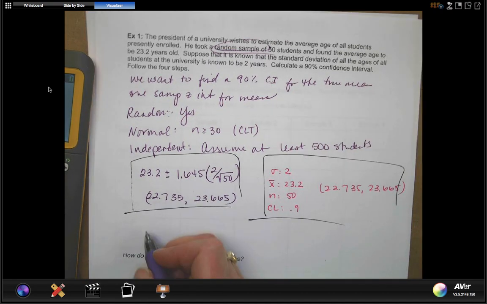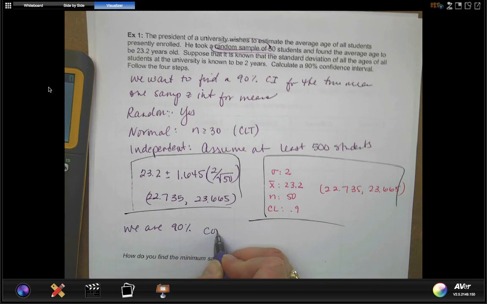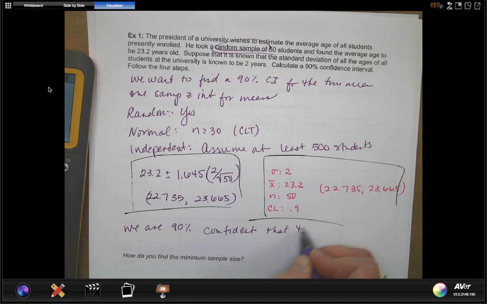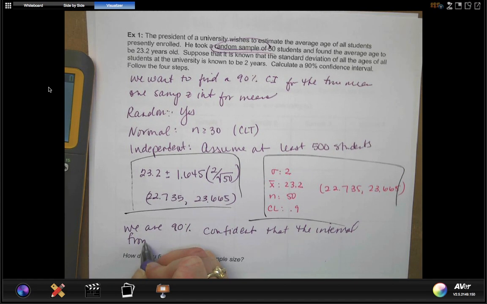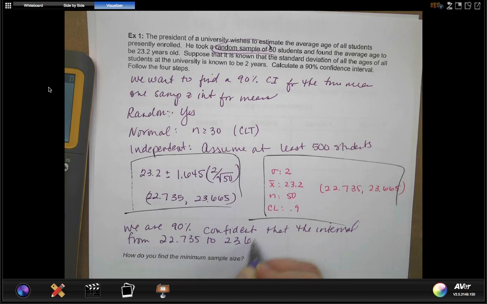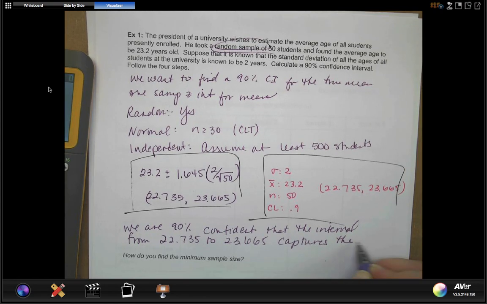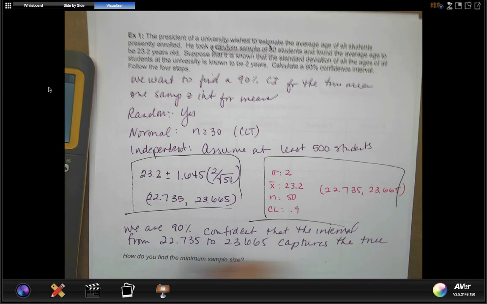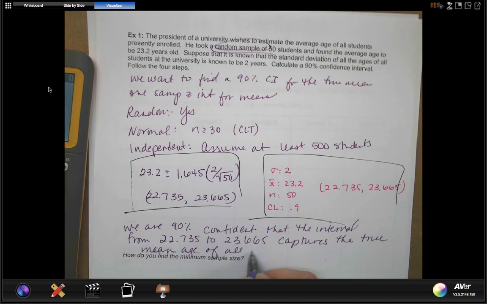And then I have my summary statement. So we are 90% confident that the interval from 22.735 to 23.665 captures, and this is where you want the context, the true mean age of all students enrolled.